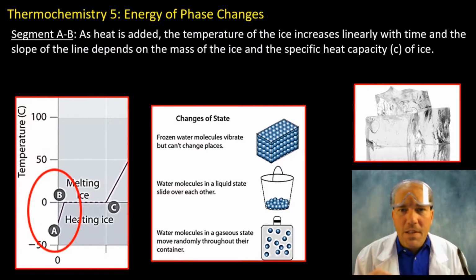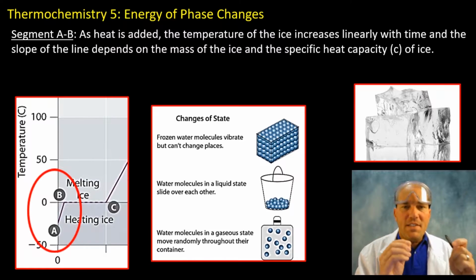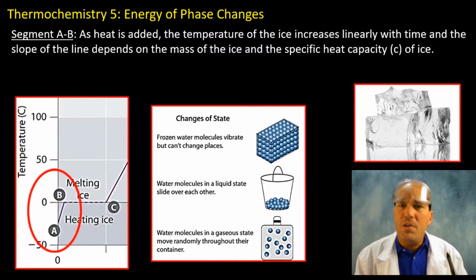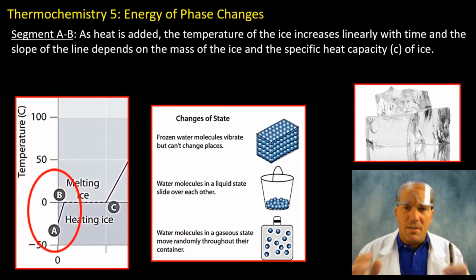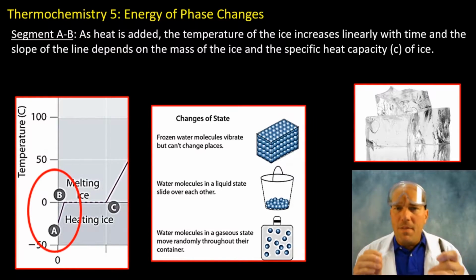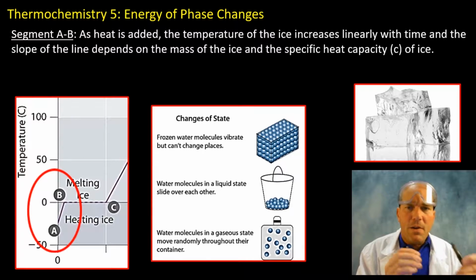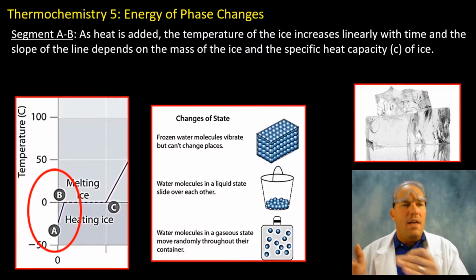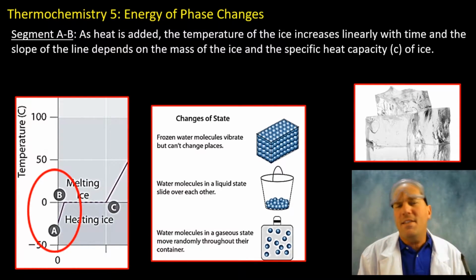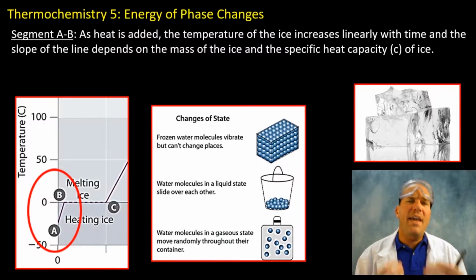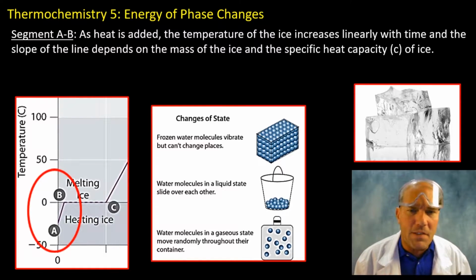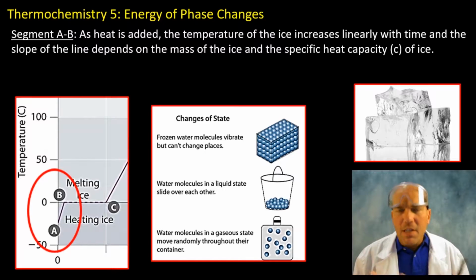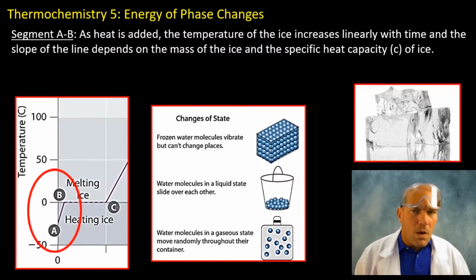Now, throughout this video, during these segments where we see the temperature increasing linearly, I'm going to ask you to consider the slope of the line. So we're going to compare the slopes throughout this video during these particular segments where there is an increase. The slope depends on the mass and the specific heat capacity. And in this case, we're dealing with water.